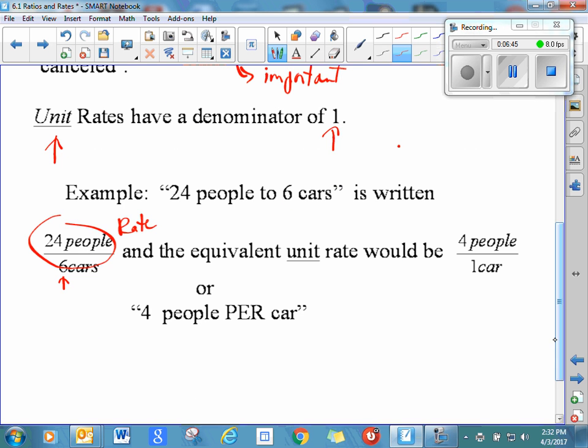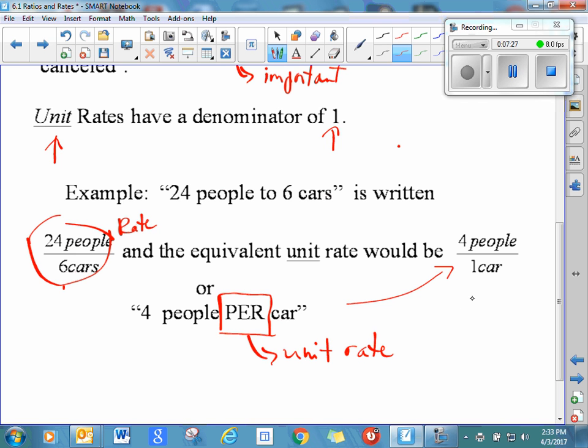And to be a unit rate, your denominator has to be 1. So if I wanted to make 24 people in 6 cars have a denominator of 1, all I really need to do is divide by 6. To get 1, I divide both the numerator and the denominator by 6. And then I have 1 in the denominator and I have 4 in the numerator. So 4 people per, there's your word per, which indicates a unit rate. 4 people per car, and you write that 4 people and your denominator is 1 car.